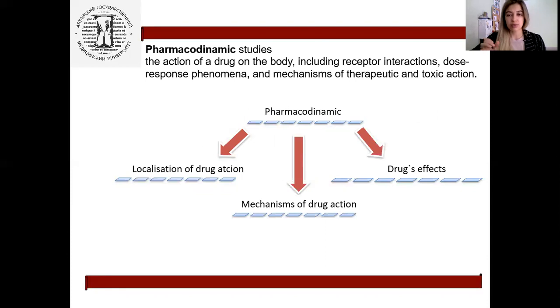Let's see what does the pharmacodynamics study. It studies the action of the drug on the body, including receptors, interactions, dose response phenomena. That means how the dose can affect the response of the body, because sometimes some drugs have no effect in small doses, but if you increase the dose, suddenly the effect becomes very high, and if you increase the dose more, the effect can change actually. So this is also the subject of pharmacodynamics, and mechanisms of therapeutic and toxic action of the drugs. So here in the scheme you can see that pharmacodynamics studies the effects, the mechanisms, the localization of drug action.